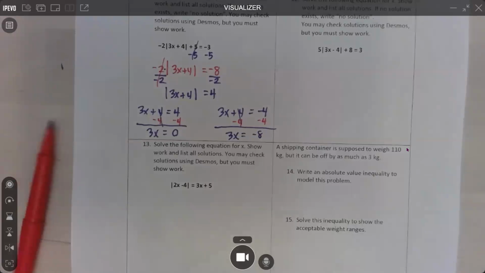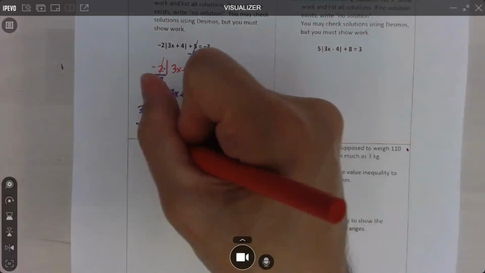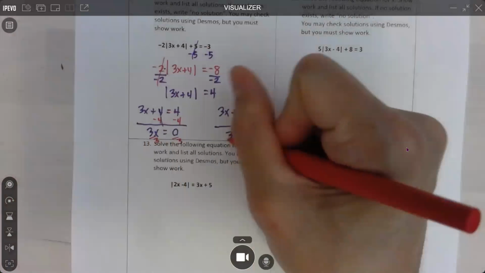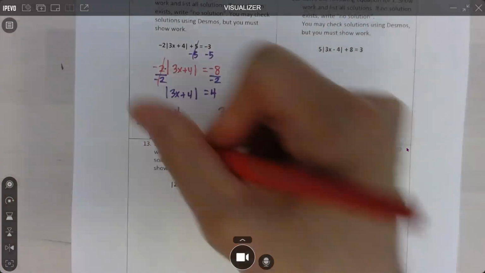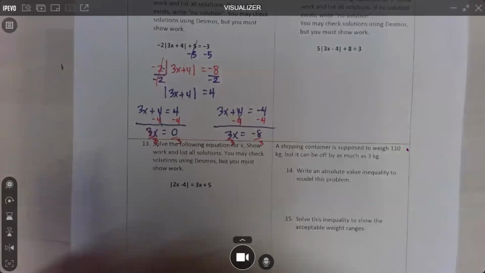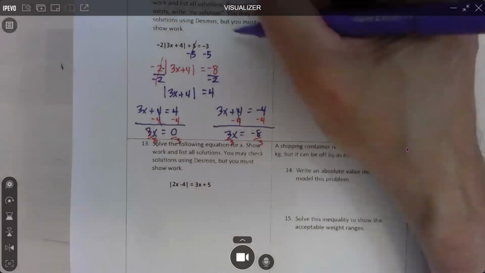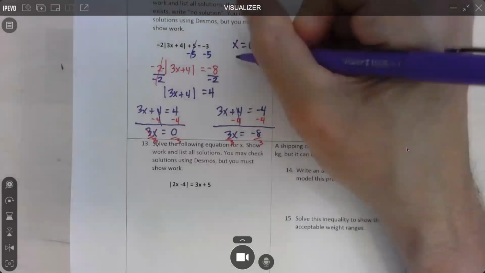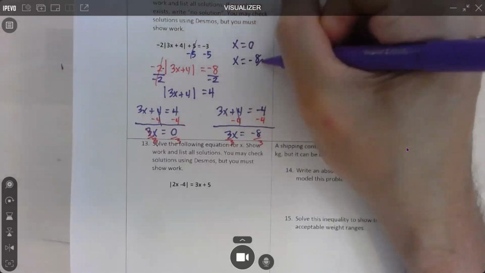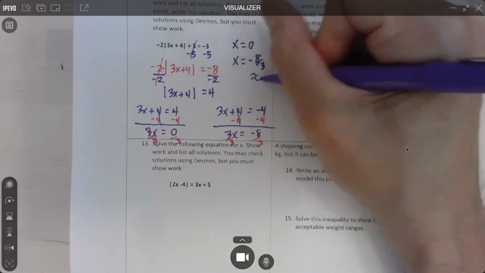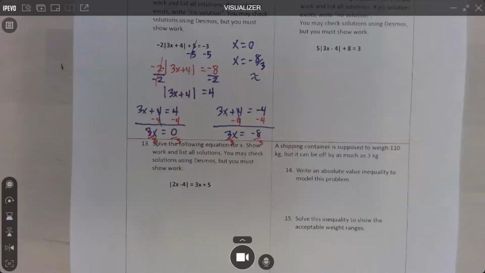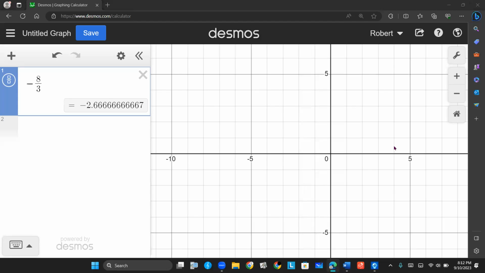In both cases, I want to divide by 3. 0 divided by 3 is 0. This will be -8/3. It's fine to leave that as a fraction. There's going to be two solutions, x equals 0 and x equals -8/3, which is approximately, if you put that into a calculator, -2.66 repeating, so I can just round that to 7 there.